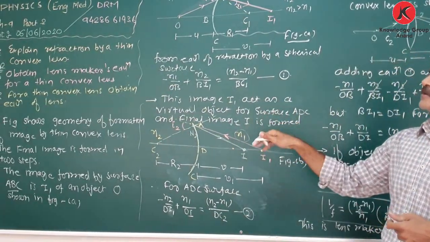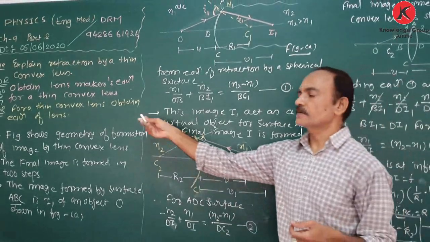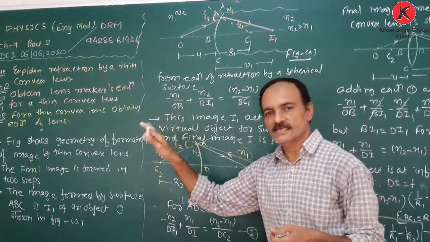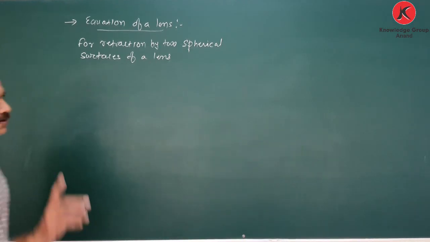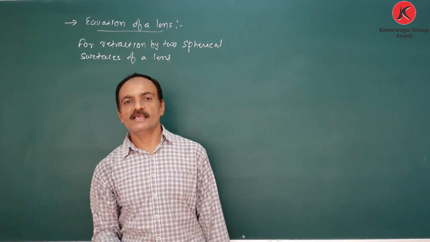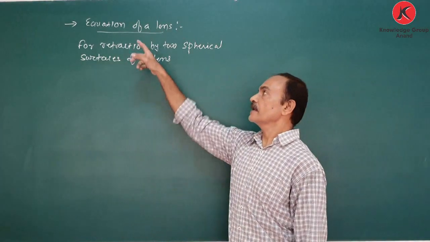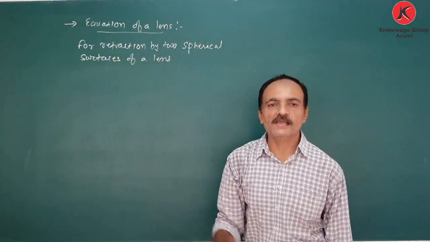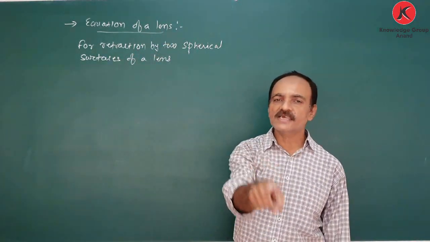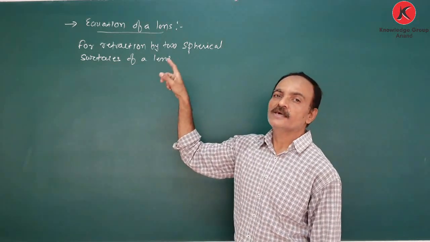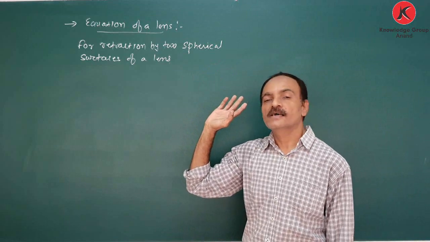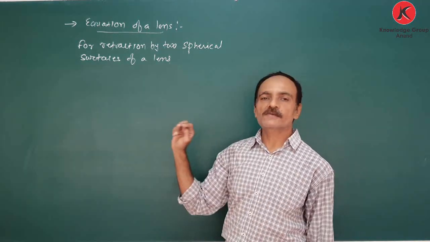Now we are going to discuss how to obtain the equation of the lens. Clear? After having the lens maker's equation, we are going to obtain the equation of the lens. That means the relation between the object distance, image distance, radius of curvature and refractive indices of a given lens. Okay, how do we obtain it?